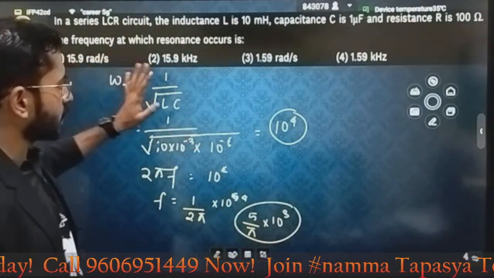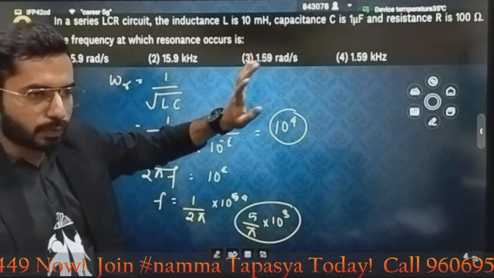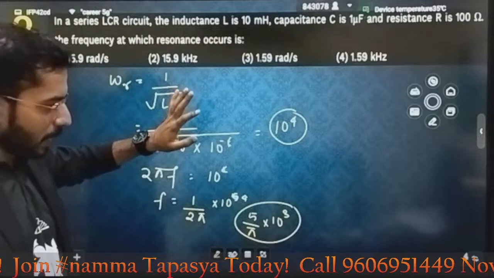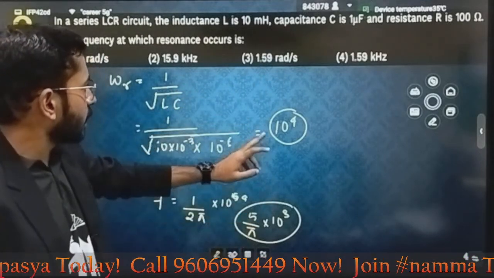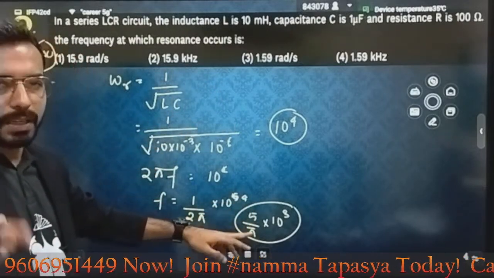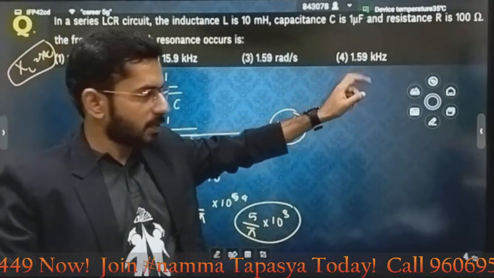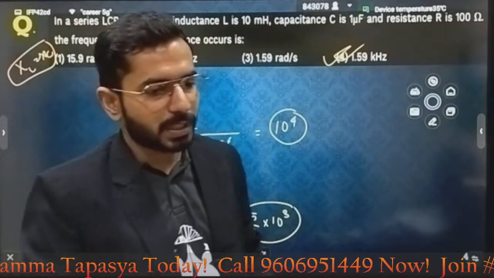Radian per second, radian per second, both are incorrect. Kilohertz, kilohertz, that means option 2 and option 4 are the only valid options. So what I can judge now, I'm not going to calculate it completely. It will be roughly 5 divided by pi, let's assume pi as 3, so it will be 1 point something. If it is 1 point something, which option is correct? Option 4.